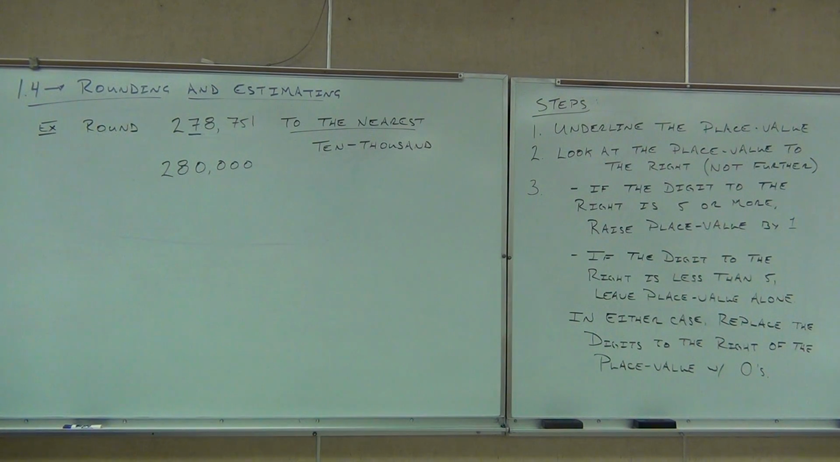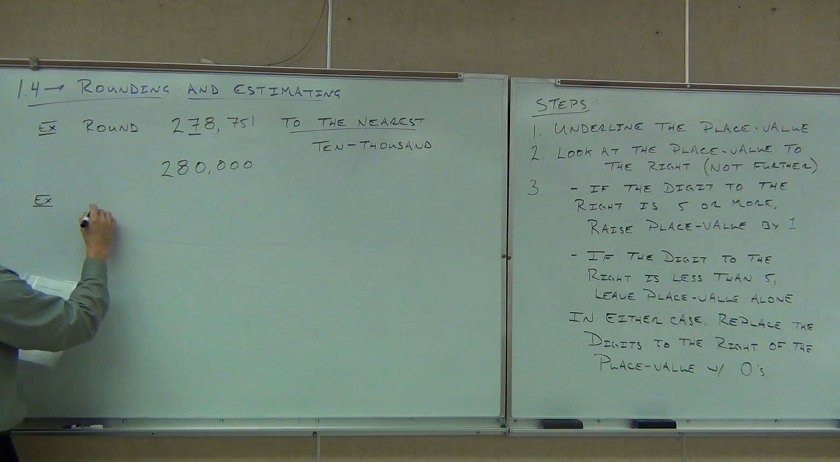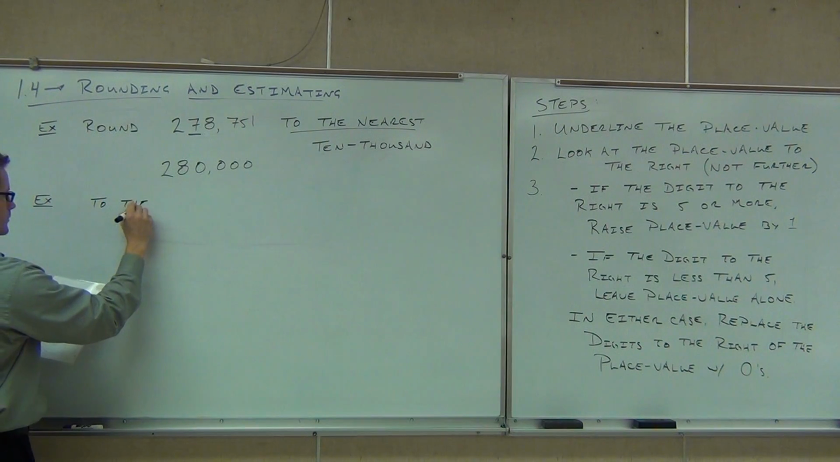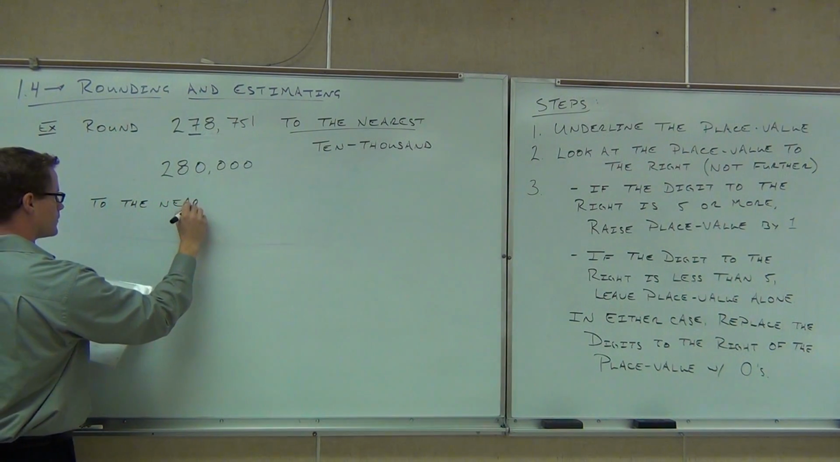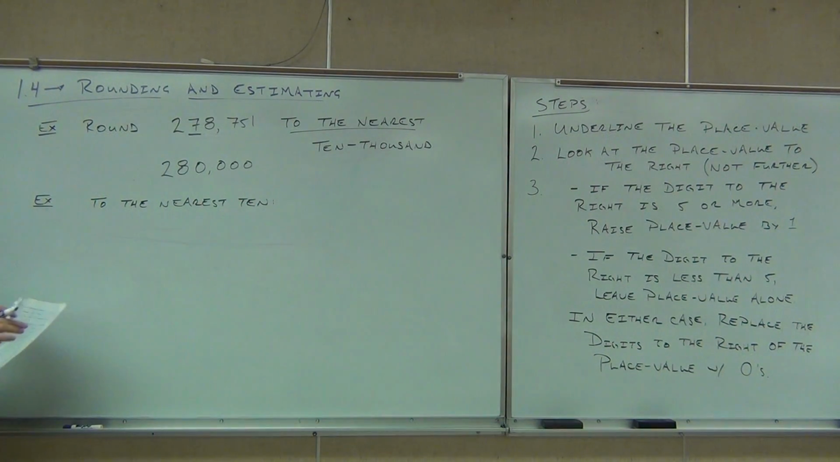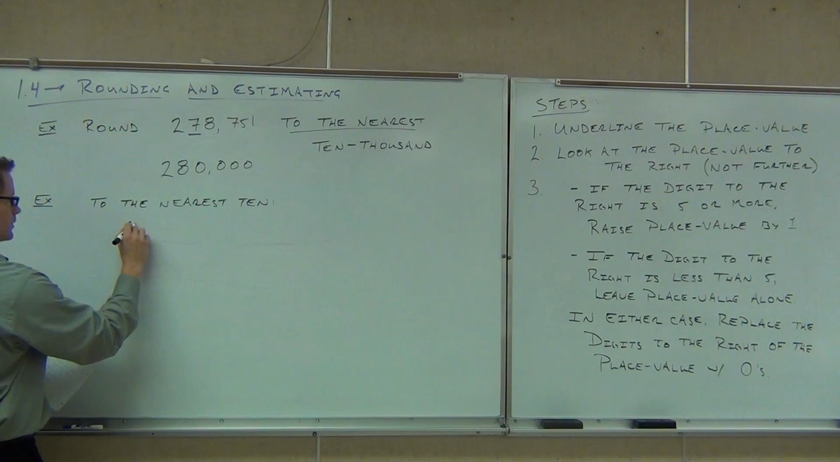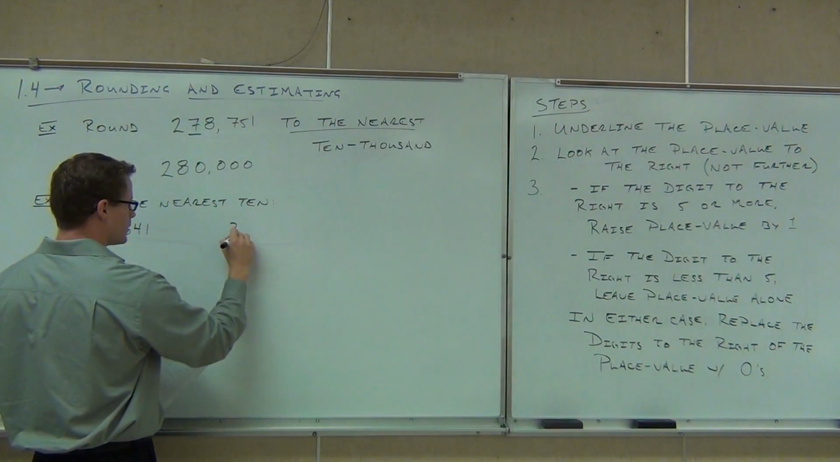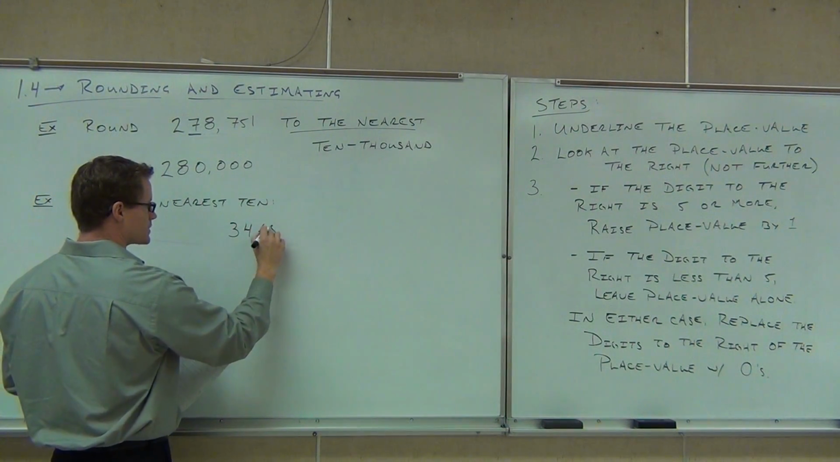We're going to try a whole bunch more rounding. I'm going to give you most of it to do on your own. We'll go ahead and do a few together. Then I'll have you practice. Let's round these numbers to the nearest 10. We'll do 641 and 3,465.